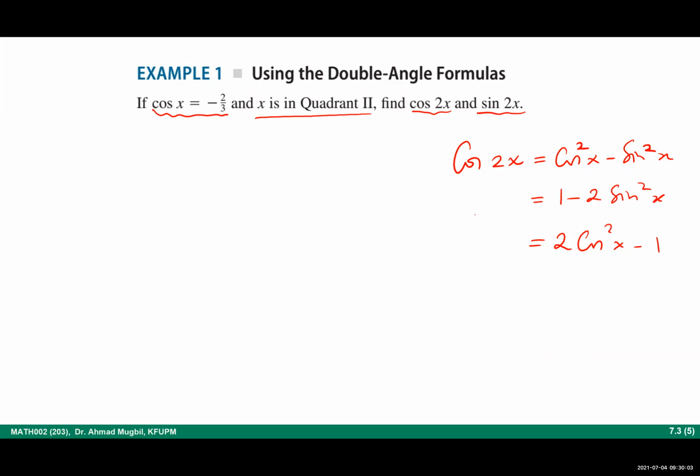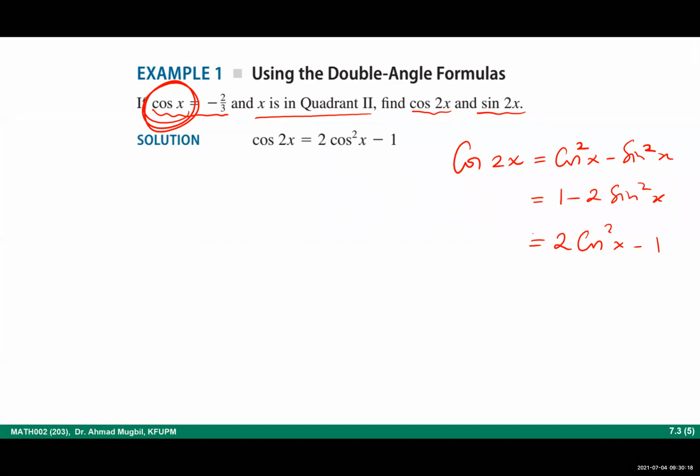Why? Because I have cosine. Yes, because, ya shabab, what do you have here? What is given for you? Cosine. So what you will do, you will just substitute. So just you will say cosine 2x is 2 cosine squared x minus 1. Just substitute what you have. Cosine is negative 2 over 3.